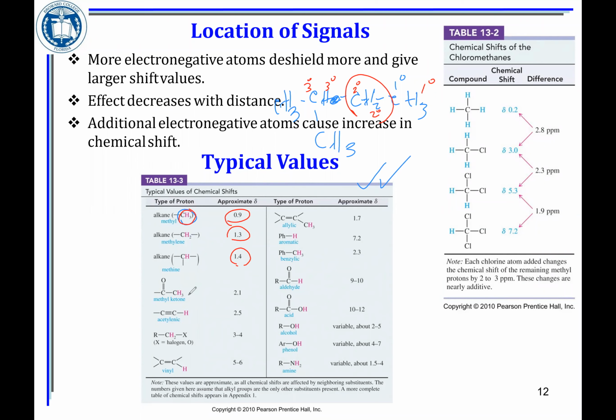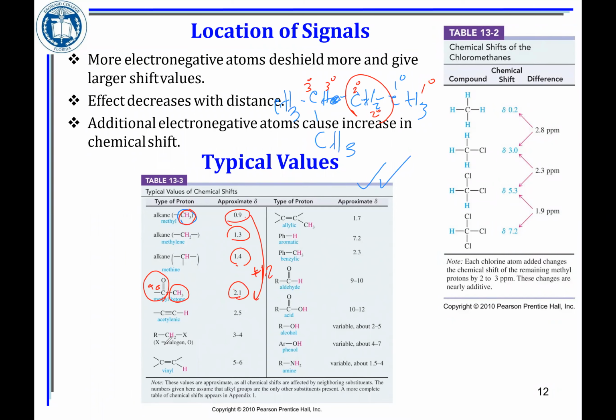A CH3 attached to a ketone functional group is going to be shifted to a higher number. Remember, an electron withdrawing group is going to increase the frequency, and in this case it is going to increase the ppm value. So a CH3 attached to an electron withdrawing group is going to shift to 2.1 rather than 0.9. So it's shifted by 1.2, right? Why? Because of this group that we have, the CO double bond.